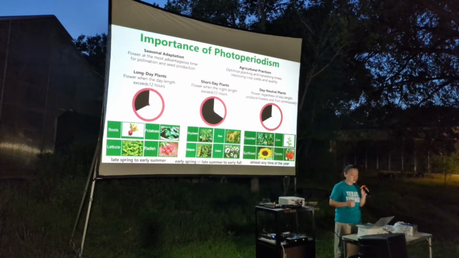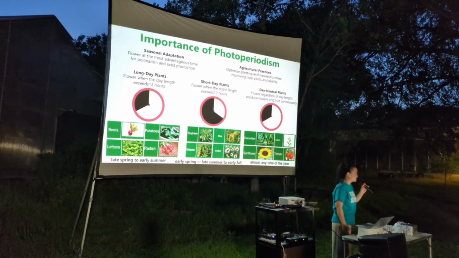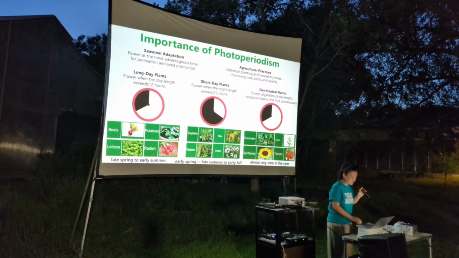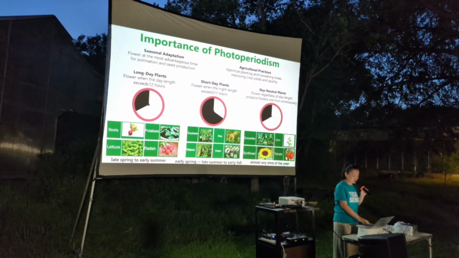Another type is called day neutral plants. These day neutral plants flower regardless of day length. That means they can produce flowers and fruit continuously, like cucumber, corn, sunflower, and tomato. You can plant them anytime, all year round, and get those fruits. So it's so interesting, right?